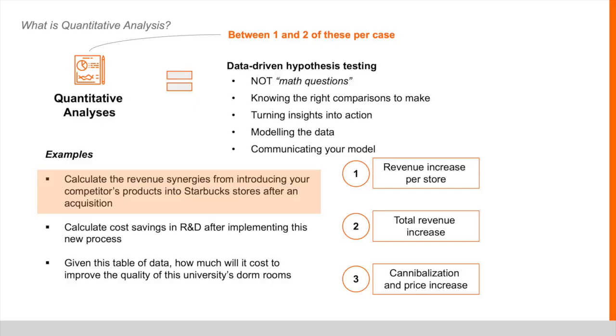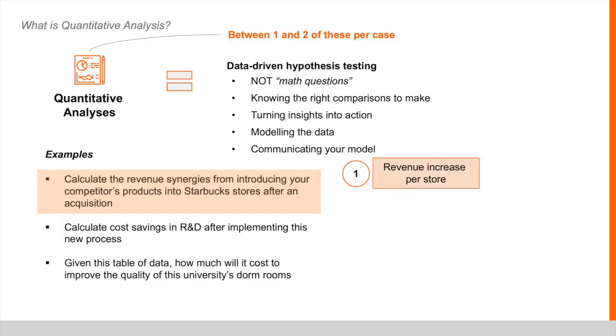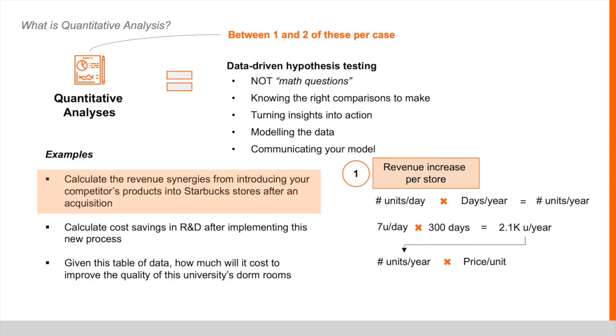And then I ask about the number of days a Starbucks store is open in a year, and they tell me 300. Okay? Now I'm going to multiply the number of units per day by the number of days in a year to get to the number of units in a store in a year. And so that's 7 times 300, that's 2.1 thousand. Now I want to multiply that by the price so I can get to the revenues per store.